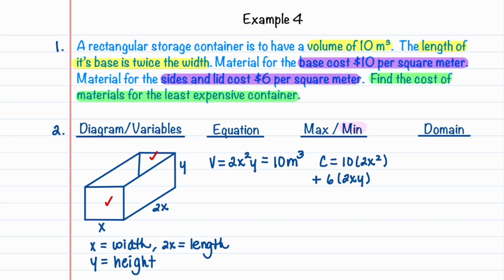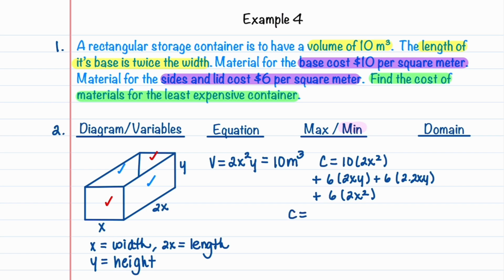Now let's do the other 2 sides, this side and that side. Those are also 6. So we have 6, and that is 2xy, but there's 2 of them, so we have 2 times 2xy. And then we have the top, that is 2x squared, but it is $6. So we have 6 times 2x squared.